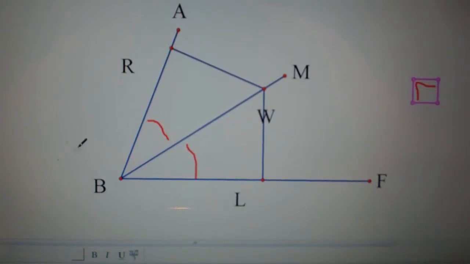Okay, so if I move that point W, then this needs to be perpendicular, and this needs to be perpendicular, and therefore I can say that this is congruent to this. Okay?